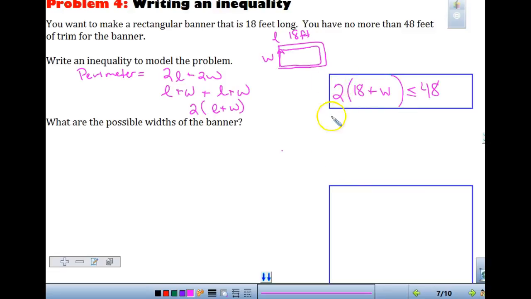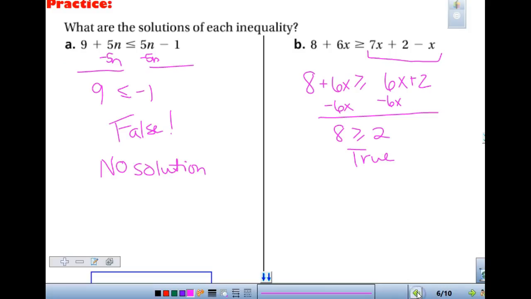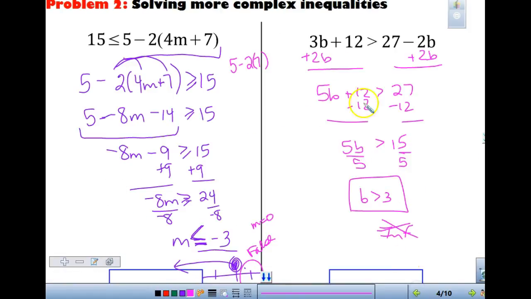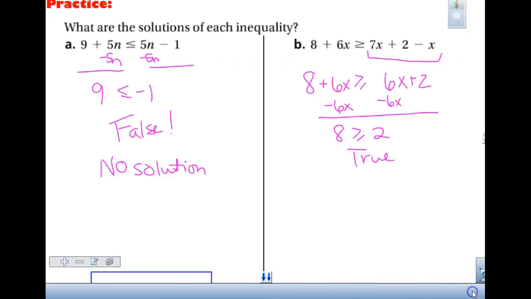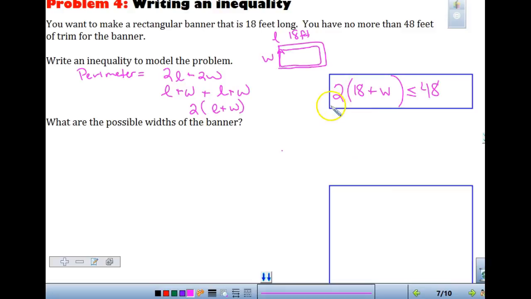Now, this equation is a lot different than the one over here where we had distributive property. Here you had to distribute. Do we have to distribute in our problem? Could we actually divide both sides by 2 and make it a much simpler problem? 18 plus W is less or equal to 24. So these 2 sides together have to total to 24. And now I'm going to subtract 18 from both sides to get my solution. And my width is going to be less or equal to 6.